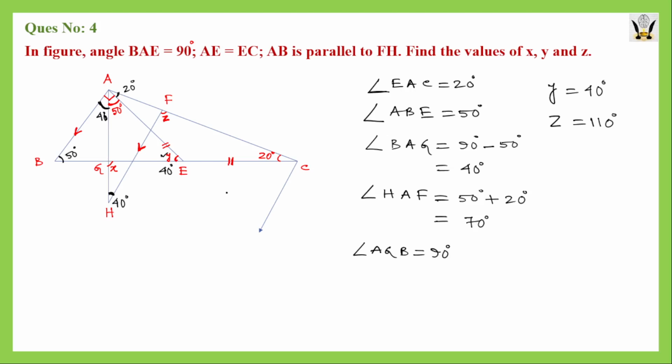And with angle AGB, this angle HGE, these two are vertically opposite angles. That means the measure of this angle X will also be 90 degrees. So the final values of X, Y, Z are what? X is equal to 90 degrees, Y is 40 and Z is 110.